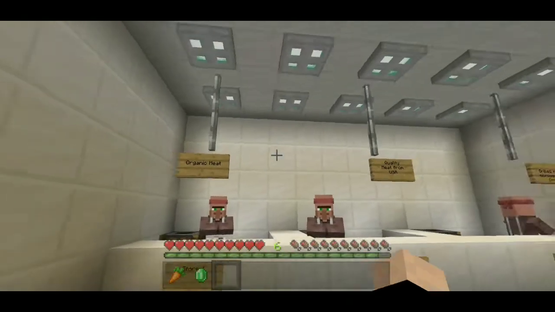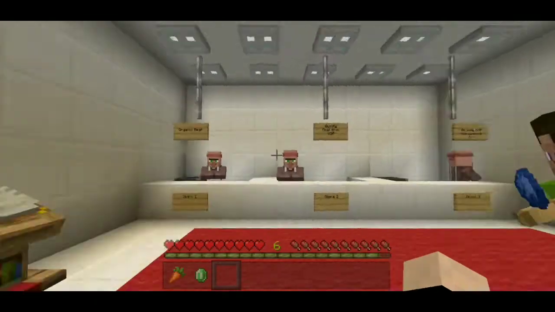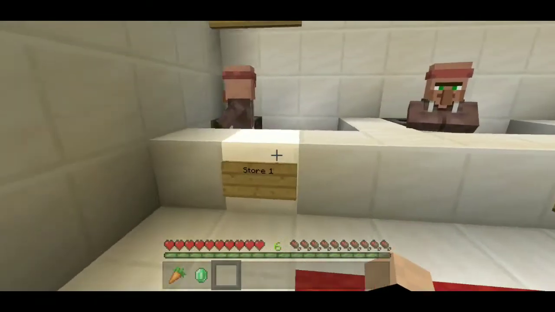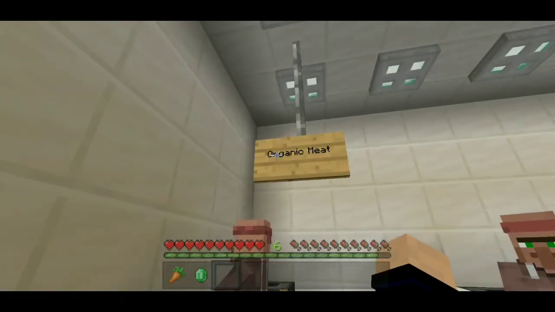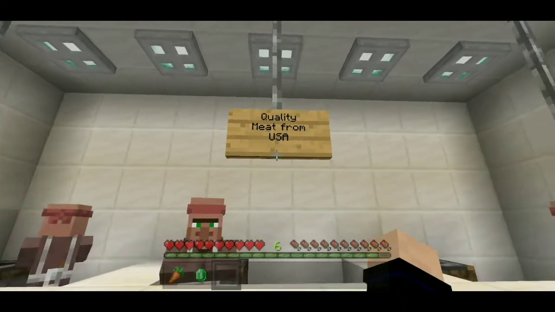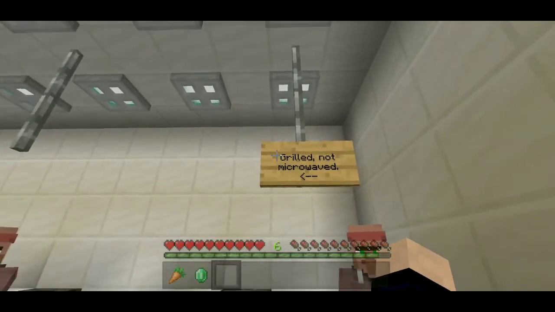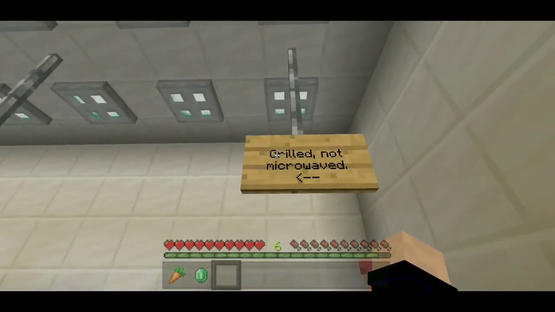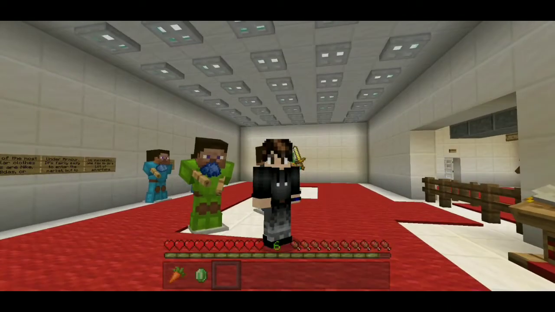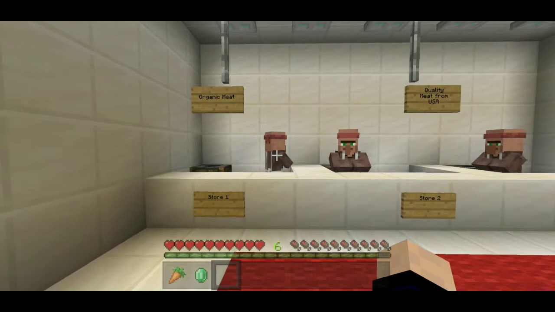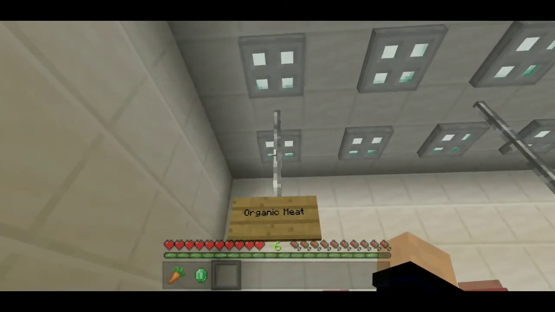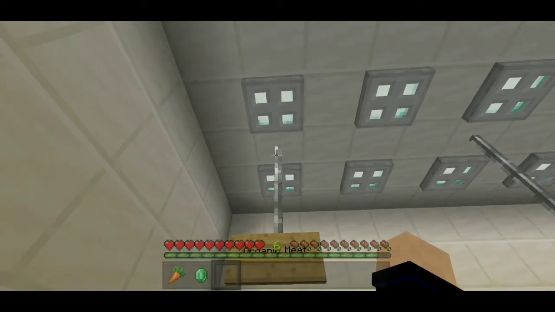So here we have another Minecraft example, and there's 3 stores. They're all selling meat, and this one sells organic meat, this one sells quality meat from USA, and this one has a slogan, grilled, not microwaved. So they all sell pretty much the same thing, but they differentiate by having their own slogans or qualities of their own products.